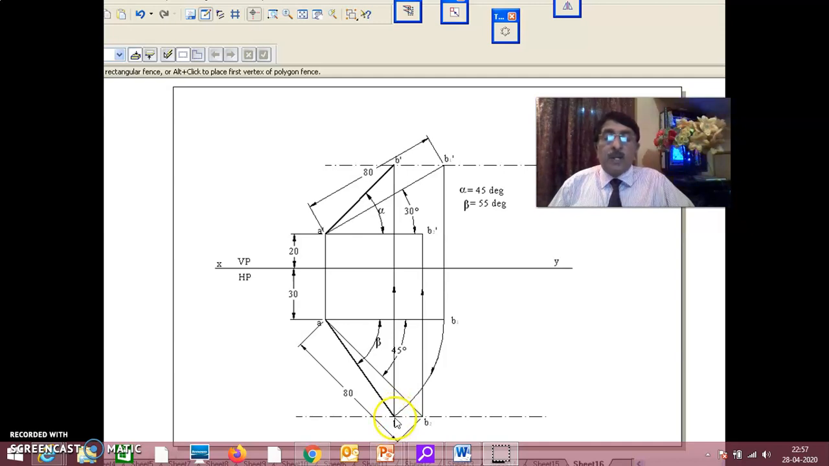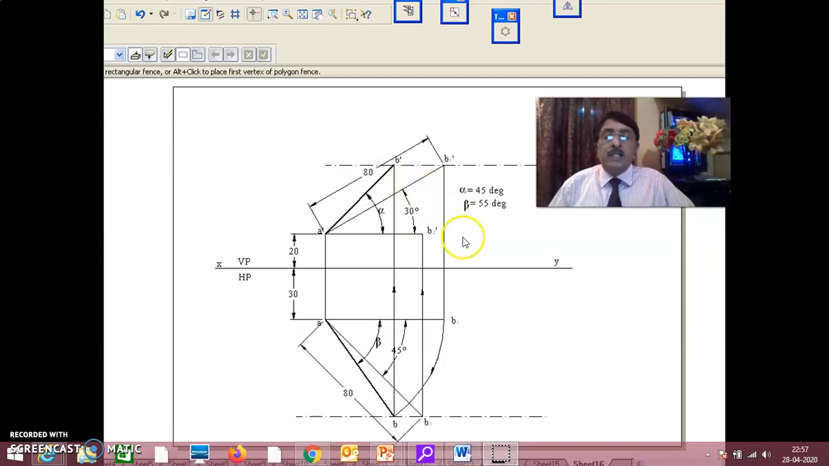As soon as you get this point, this will be the top view of B, and if you join AB, this will be the top view of the line, which is inclined to both HP and VP, that is, inclined at 30 degrees to HP and 45 degrees to VP. Then from B, take a projector up and dash it against the XY line, and you get the front view also. The verification is: with A' as center and A'B2' as radius, if you draw an arc, it should meet at this point, as I have told you already.